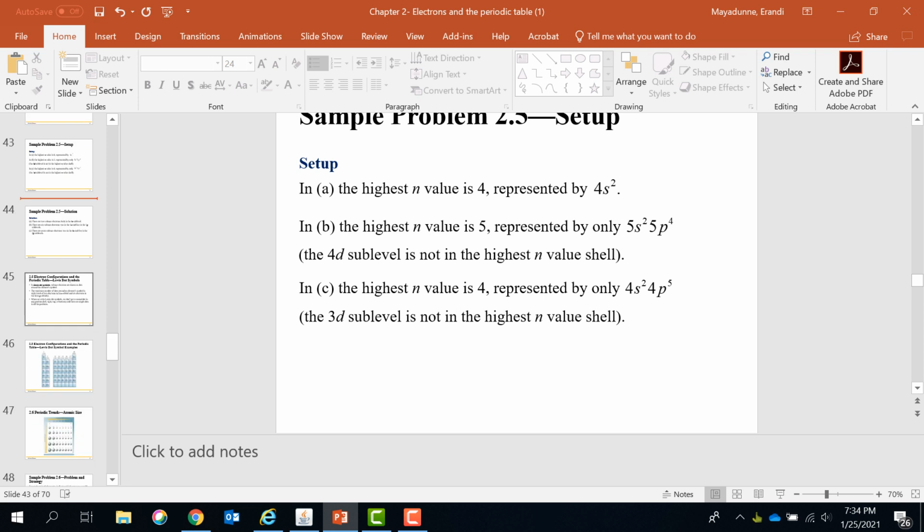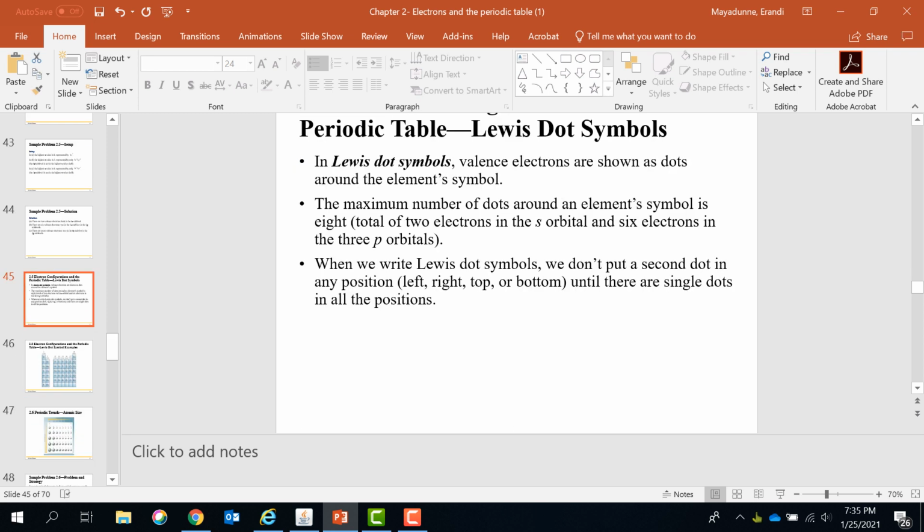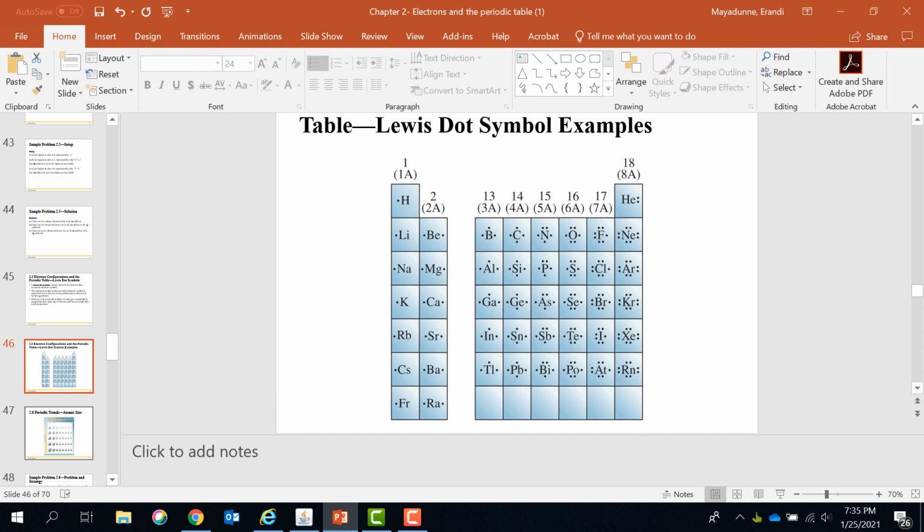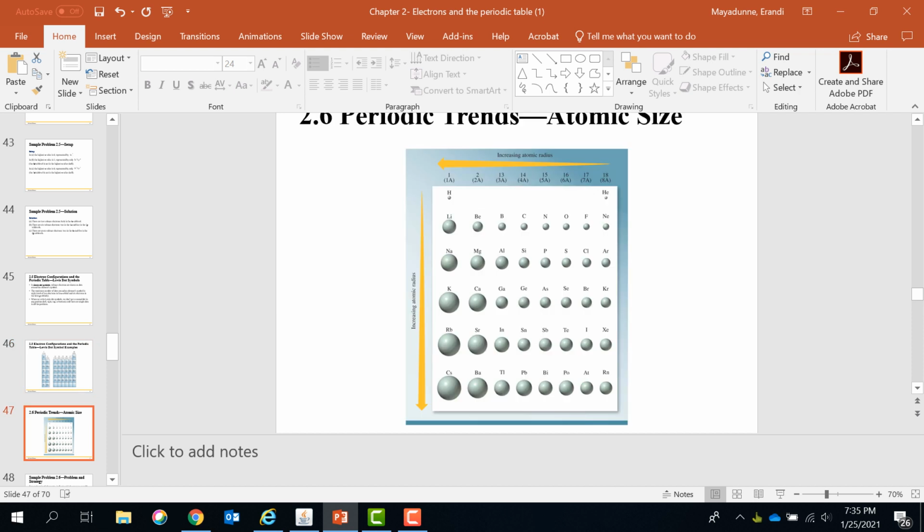We go down a little bit and then we talk about Lewis dot symbols. We're going to go into details. Lewis dot symbols only represent the valence electrons. So calcium has 2 valence electrons: you write calcium and put 2 dots. And then we talk about atomic size. Going down the group, atomic radius increases. Going across the period, atomic radius decreases. We just learned about this pattern.